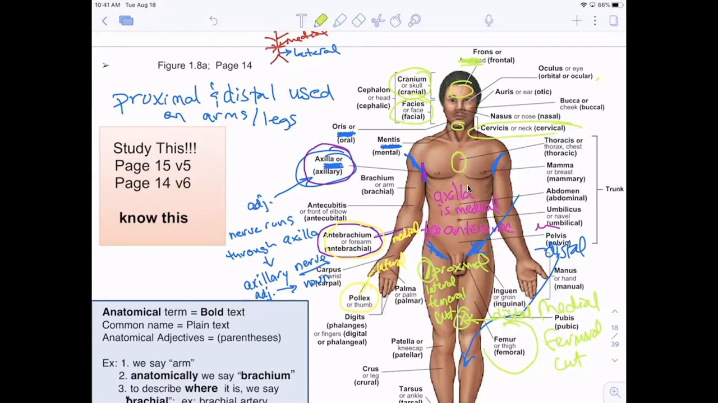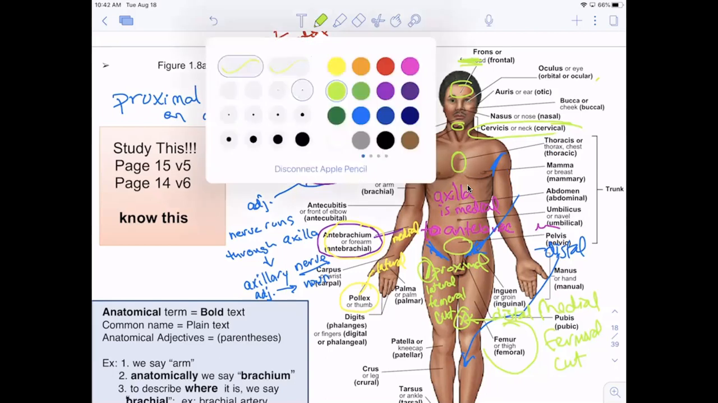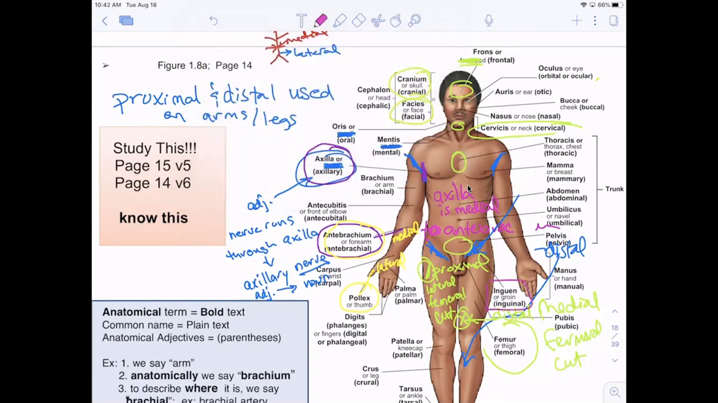Mamma or mammillaries, breast, abdomen or abdominal, umbilicus or umbilical, pelvic areas here, or pelvis. That is different than inguinal or inguine. So inguinal or inguine is this area here. You have inguinal ligaments right there. So that is the inguinal area.